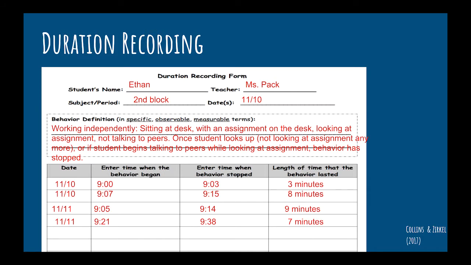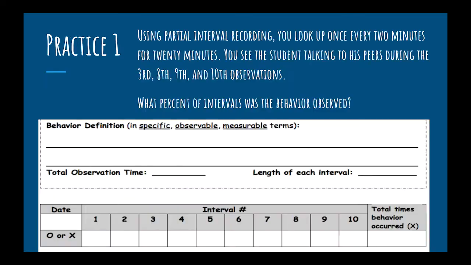Duration recording is really useful when you are interested in how long a behavior lasts, but can also record frequency since you are writing down every episode that occurs. Use duration recording when a behavior occurs at a high rate or tends to include behaviors that are harder to measure using event recording, such as pencil tapping, working on an in-class assignment, interacting with peers, or yelling.